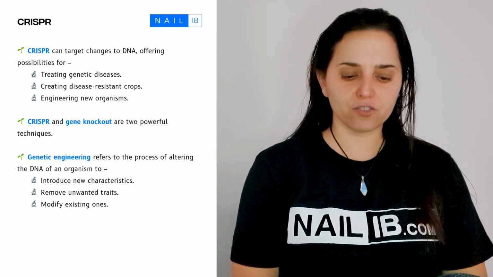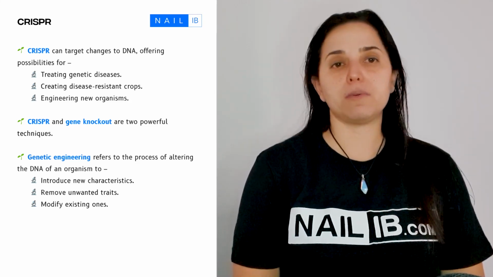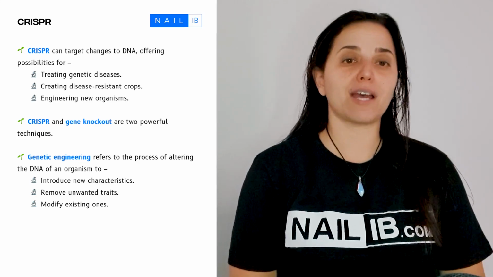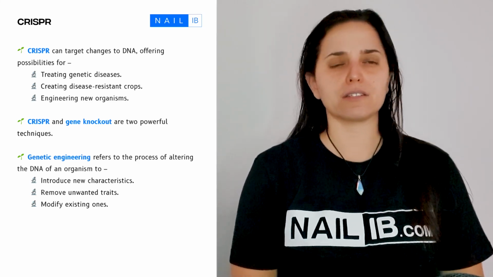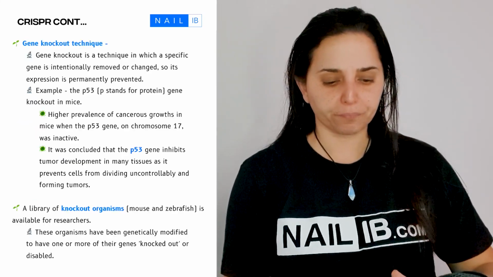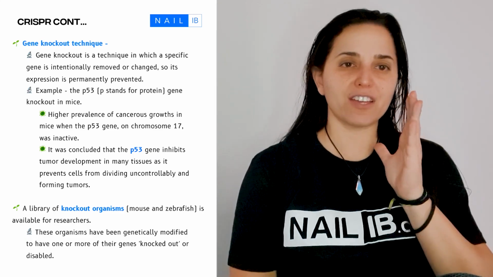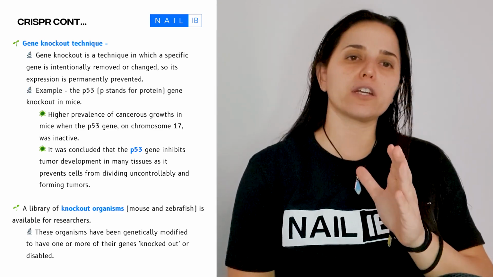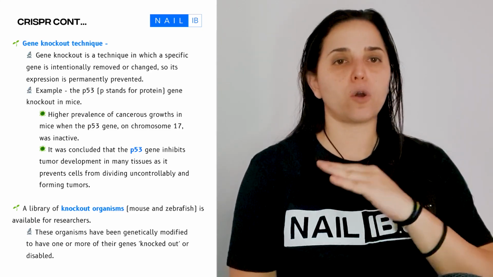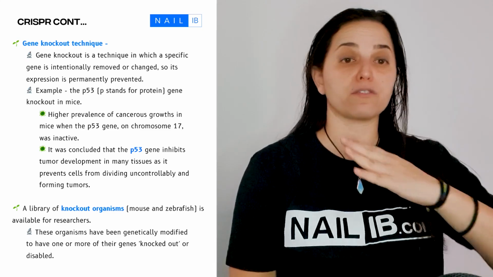Now, when we talk about genetic engineering, we're basically talking about changing something in the DNA of an organism. It can be by giving them new traits, by getting rid of some bad traits, or sometimes just modifying a trait to get something a little bit better or a little less of a disease. So the gene knockout technique is you picking a specific gene inside the DNA and removing or changing it. So the expression can be changed completely, prevented, or the way it's expressed changed forever.